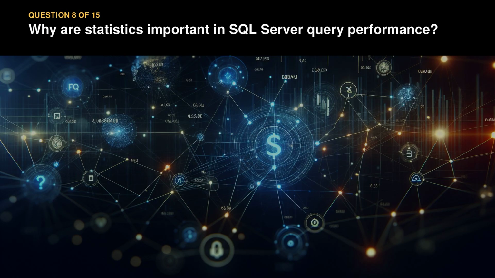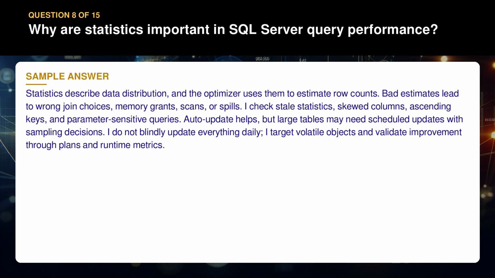Question 8. Why are statistics important in SQL Server query performance? Statistics describe data distribution, and the optimizer uses them to estimate row counts. Bad estimates lead to wrong join choices, memory grants, scans, or spills. I check stale statistics, skewed columns, ascending keys, and parameter-sensitive queries.